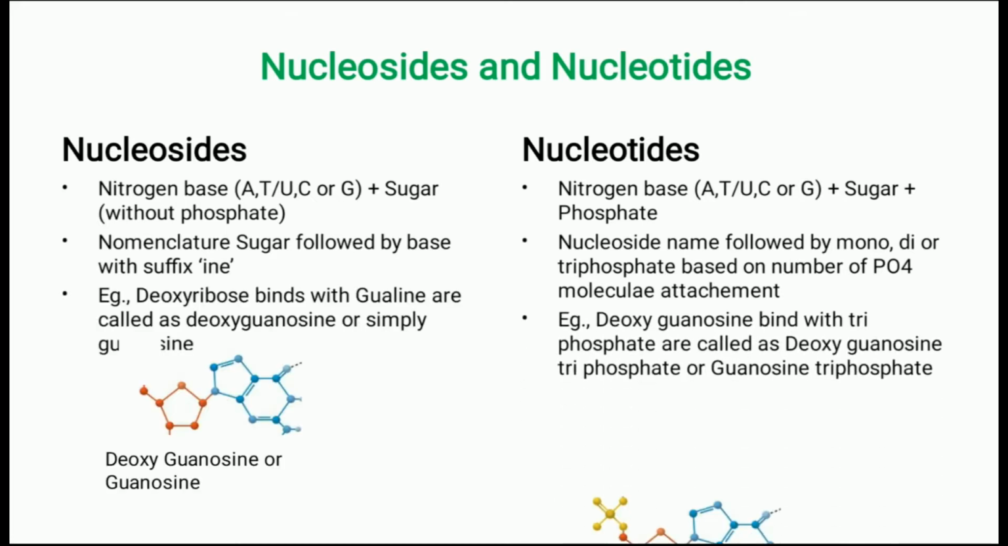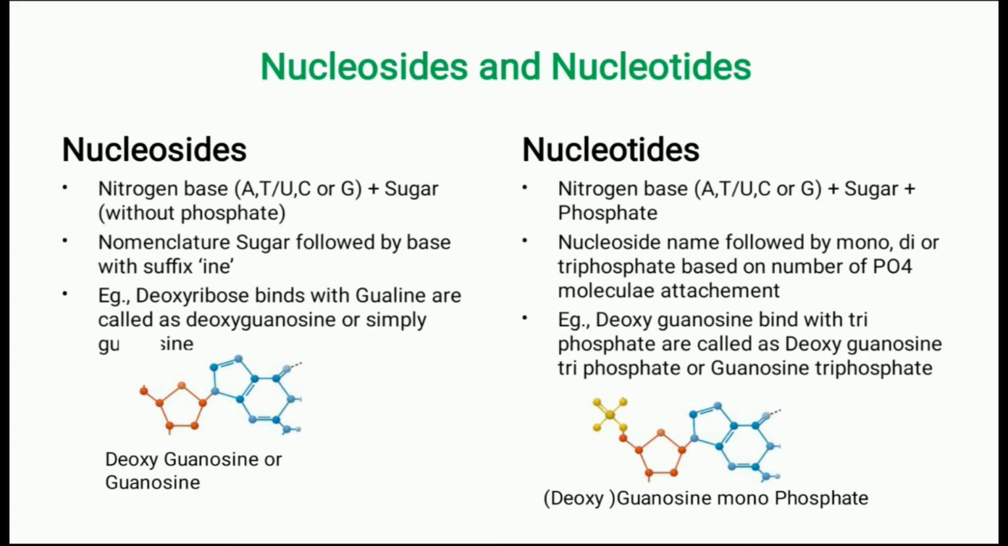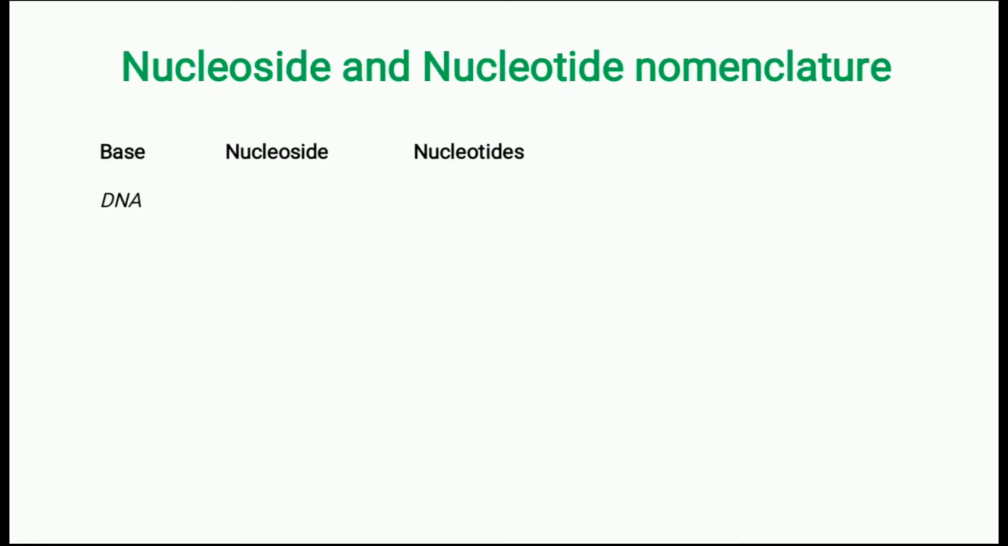The example is, deoxyribose binds with guanine and is called deoxyguanosine, or guanosine. Whereas deoxyguanosine combined with a single phosphate molecule means guanosine monophosphate. If it is 2 phosphates, it means guanosine diphosphate. If it is 3 phosphates, it means guanosine triphosphate. So here we will see the names of all the possible nitrogen base nucleotides and nucleosides.